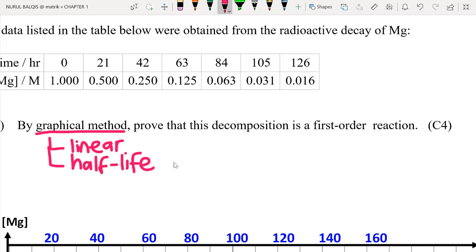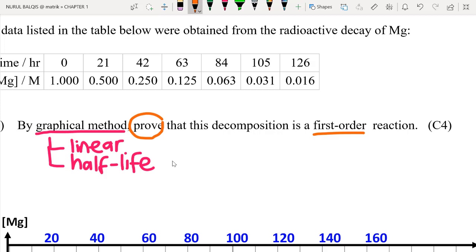But I would suggest, if the question already tells you to prove, it is easier for you to choose a linear graph, because you already know that this is a first order reaction, then I must do the first order graph.